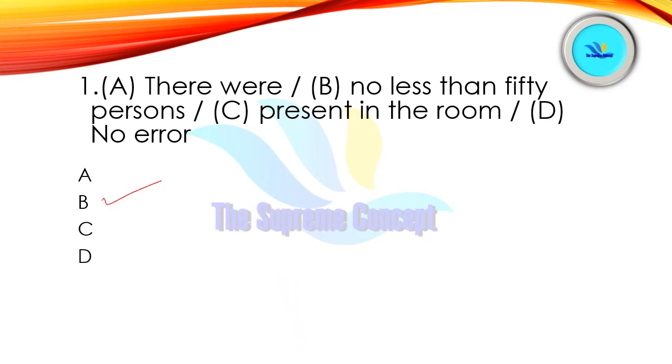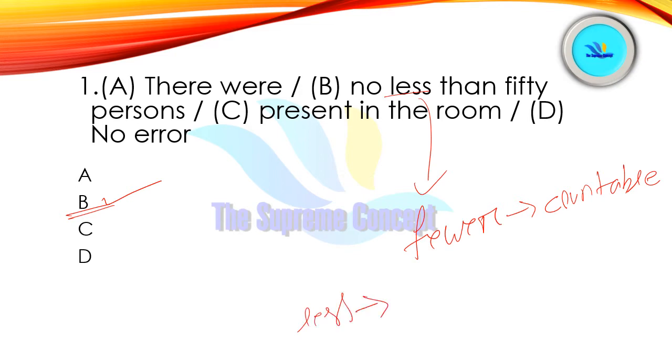Error lies in part B. Here, no less than 50 persons is incorrect. Instead of no less than, we will use no fewer than, because fewer is basically used when we refer to something which is countable. Persons are countable, right? We can count persons. So fewer is used for countable nouns, but less is used in case of uncountable. So instead of no less than 50 persons, we will use no fewer than 50 persons here.